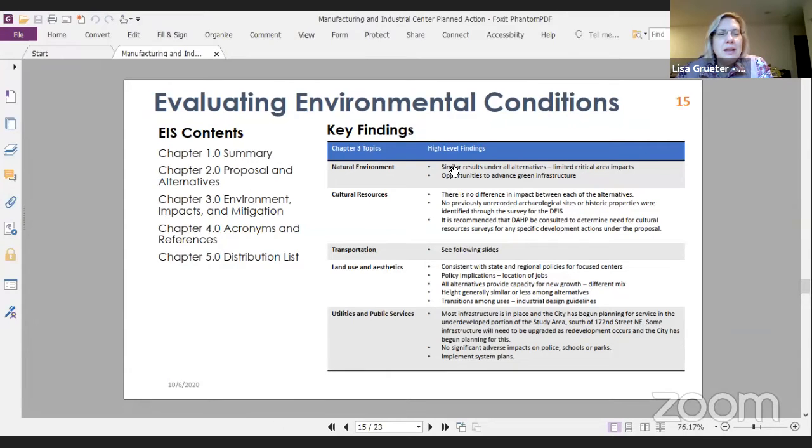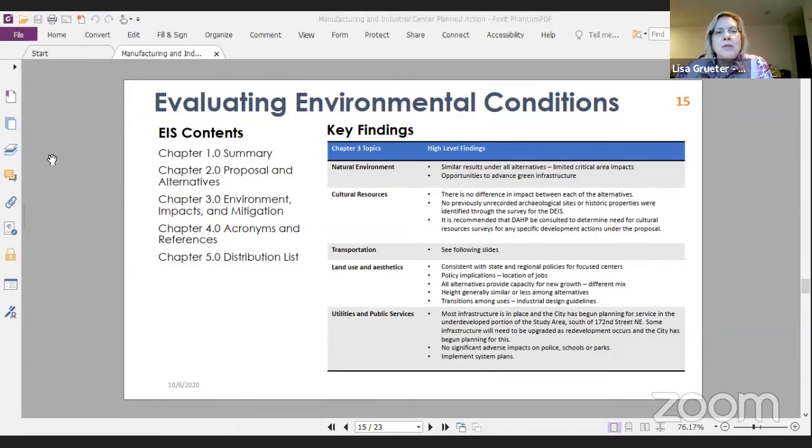So the EIS is structured so that Chapter 1 is the summary, and that will give you an overview of all the environmental topics in the document, and you can use that to decide how much to dive into any other particular topics. Chapter 2 covers the alternatives that Radhika just described. Chapter 3 goes over the environmental impacts and mitigation measures for each of the topics we covered. Then we have references, a distribution list, and appendices as well.